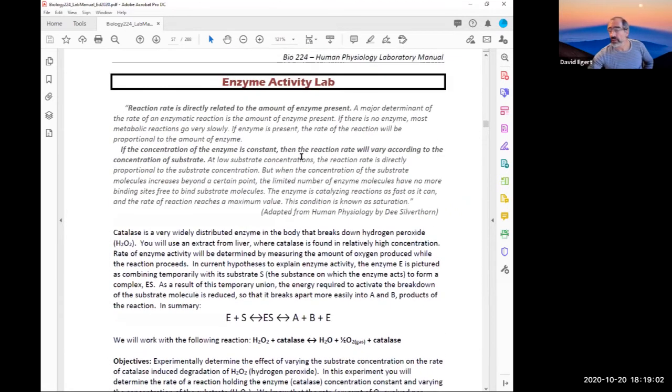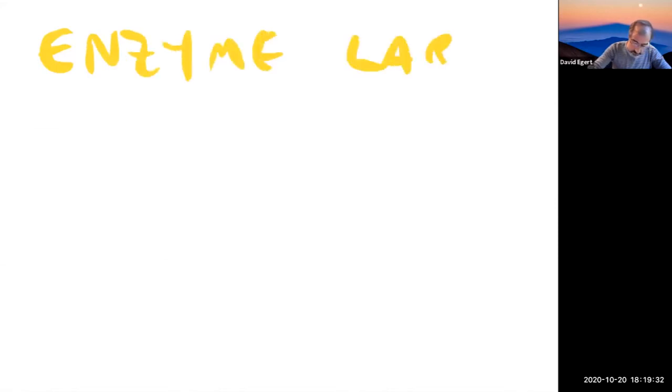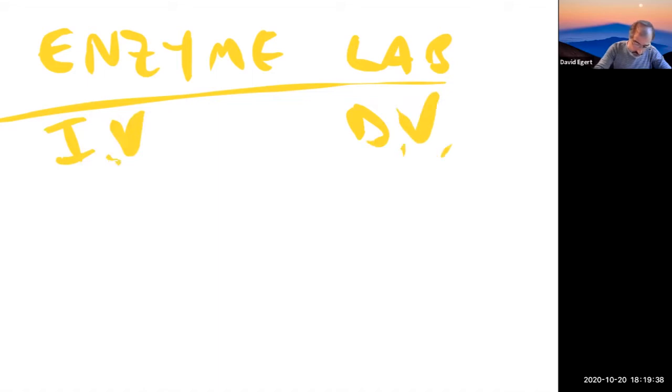Enzyme lab. Again, some people really stepped up and got it, and some people seem pretty lost on this one still. At the beginning, we need to remember independent and dependent variable. What was the independent variable for this one? Substrate concentration. Yeah, it was just substrate concentration.